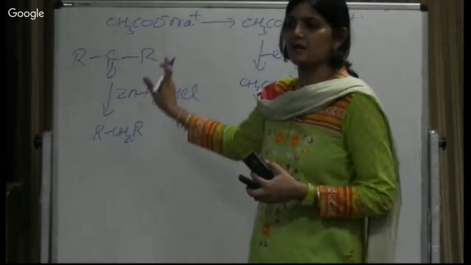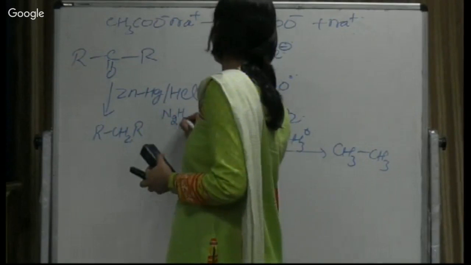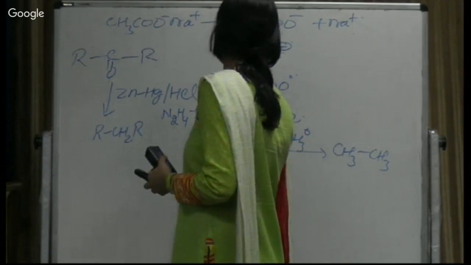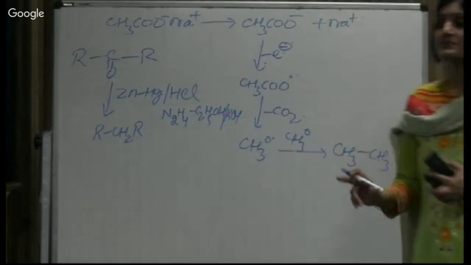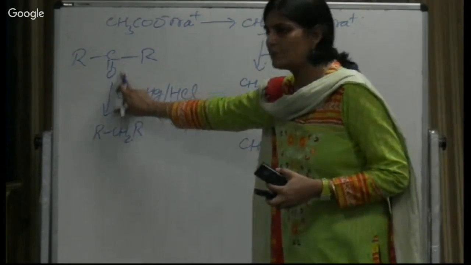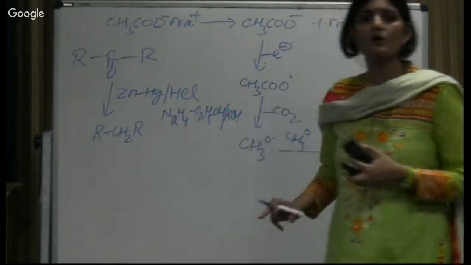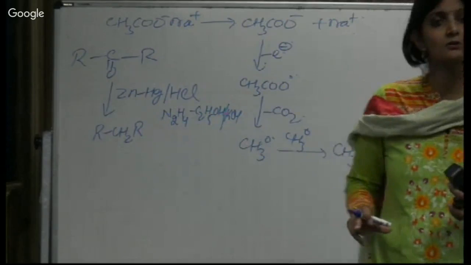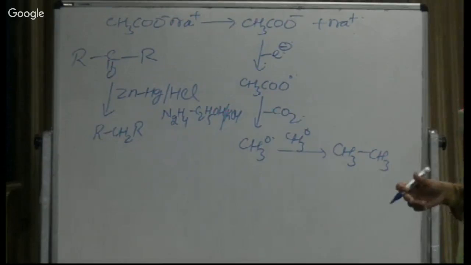This is Clemmensen reduction, and for the Wolff-Kishner reduction you can use hydrazine, ethanol, in the presence of KOH. That is the reducing agent. The product will remain the same, C double bond O being converted into the CH2 group. So that is how the aldehydes or ketones can be converted into alkanes having the same number of carbons. Follow me. So with that we finish with the methods of preparation of alkanes.